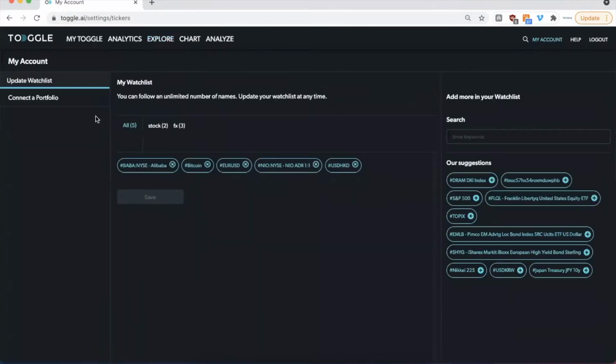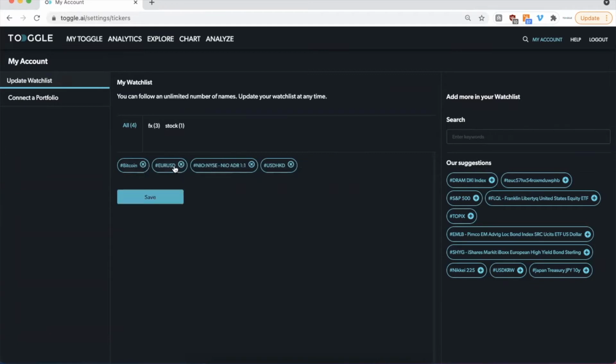When you do that, you're given 2 options on the left side, a watch list or connecting your portfolio. By adding assets to your watch list, you're basically informing the system that, hey, these are assets which I'm interested or invested in, and these are the assets I want you to keep me notified about. You'll be notified through the application, via email, and if you download our iOS app, through your phone as well.